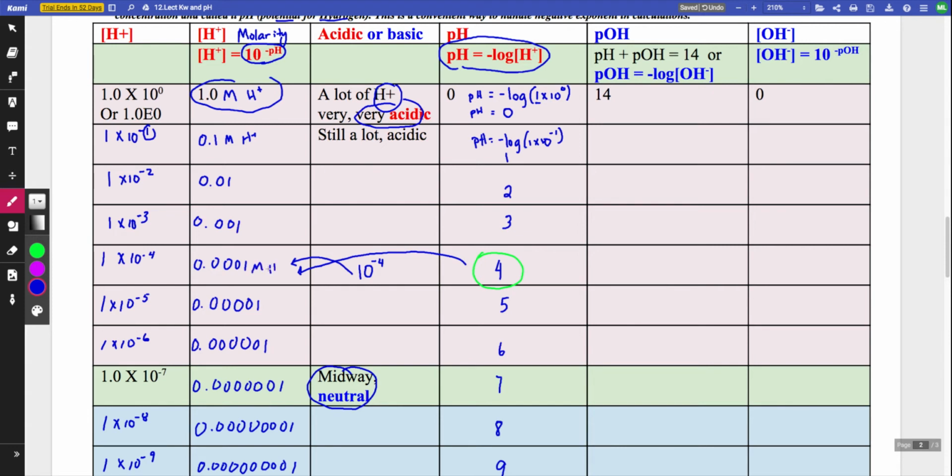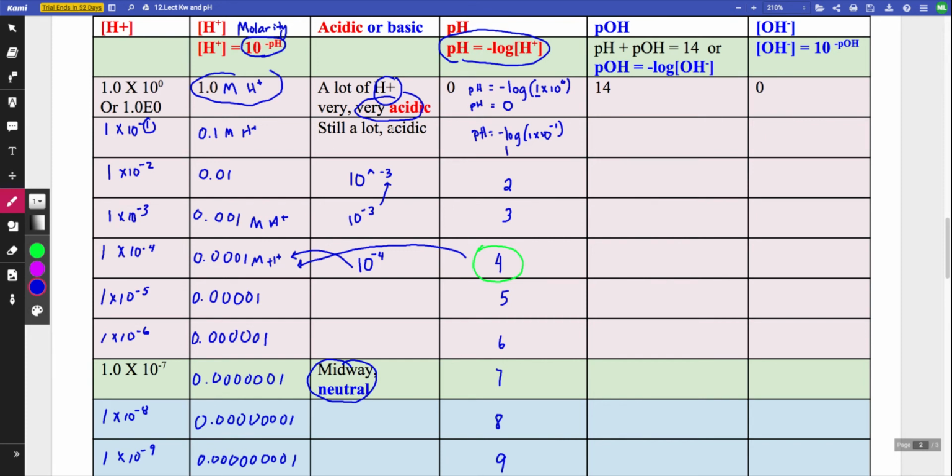of H pluses. Again, pH 3 means 10 to the negative 3, or 0.001 molar H pluses. If you don't know how to type that in the calculator, use the button with a caret. You just go 10 to the caret, and then you type in negative 3 for this one, and that's how you plug it in.